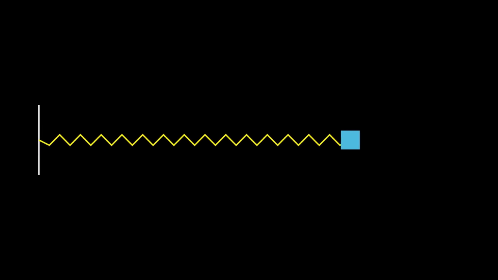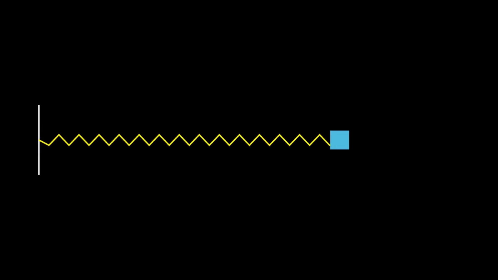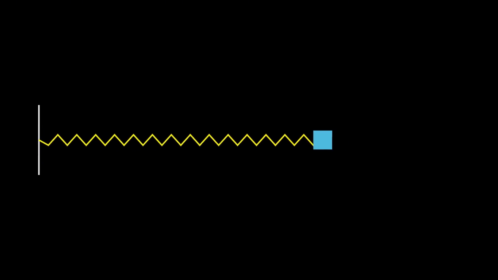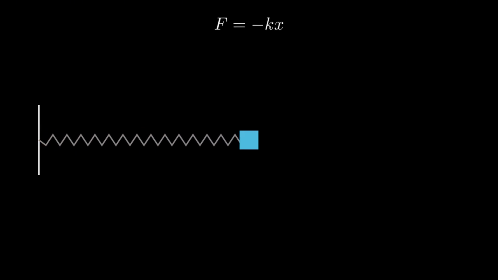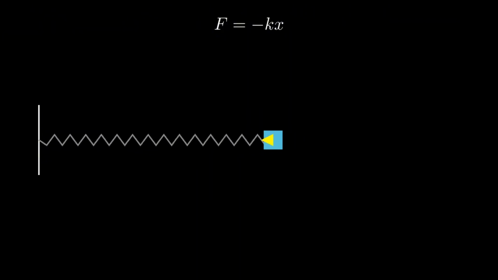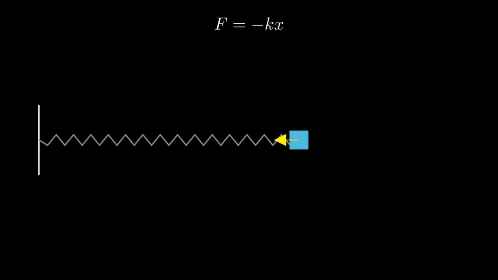This is the common system studied in what we call classical physics. This system essentially describes how springs work. When you stretch out a spring, it wants to pull you back, and when you compress a spring, it wants to pull you forward. We write the force as minus kx.